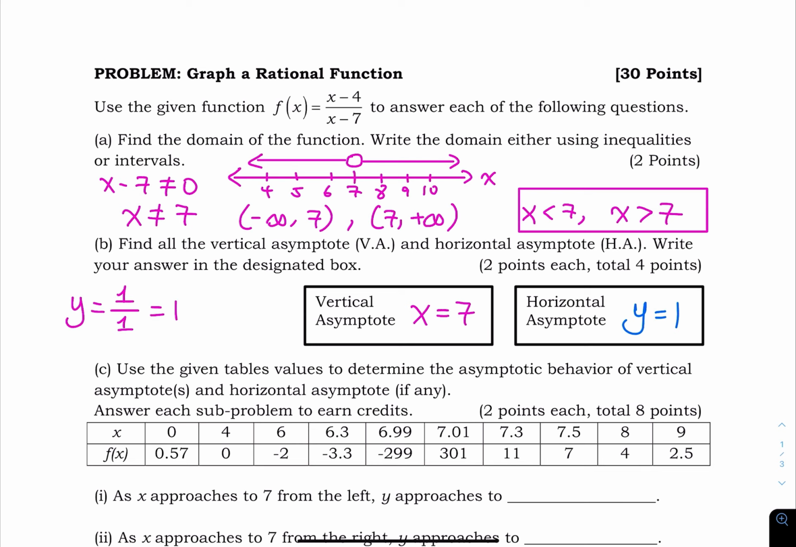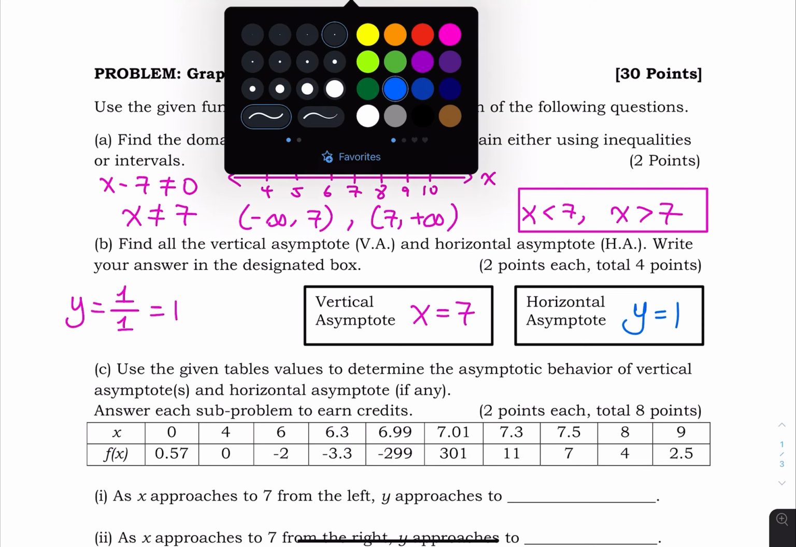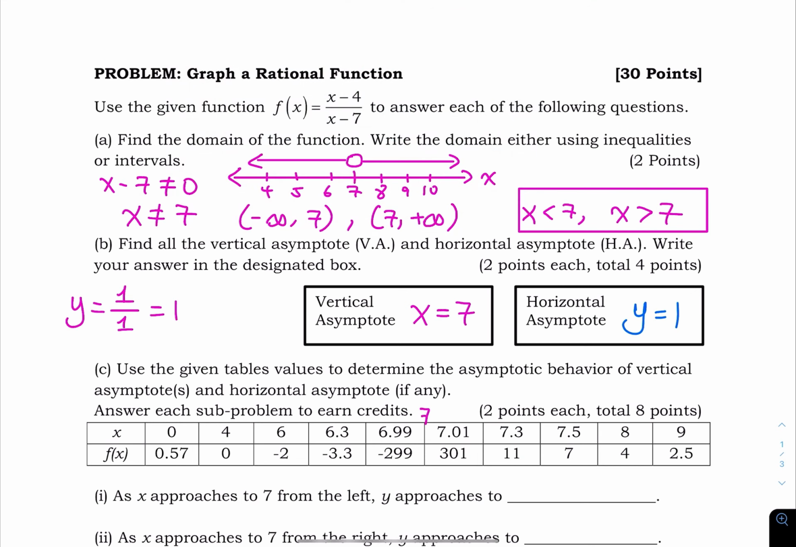And then the next step is they gave me a table and asked me to determine the asymptotic behavior of the vertical asymptote and horizontal asymptote. All right, I can do that. Where is my 7? I don't see it, so this is 7. Oh, I think that is the reason. When x equals 7, y is undefined, and they don't want to give you a hint in part C to answer part B.